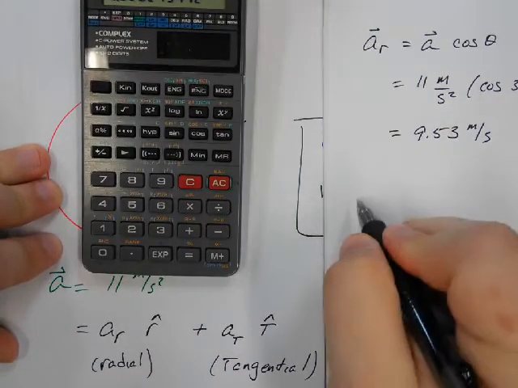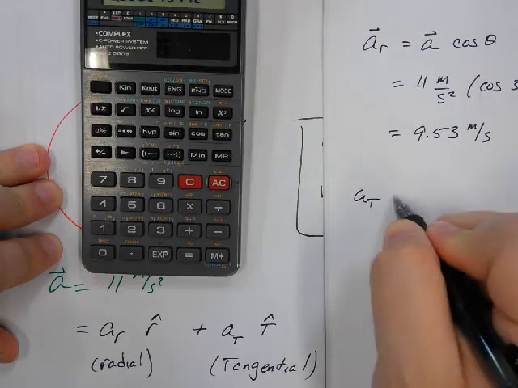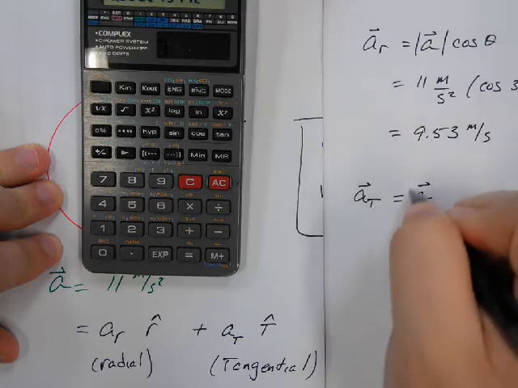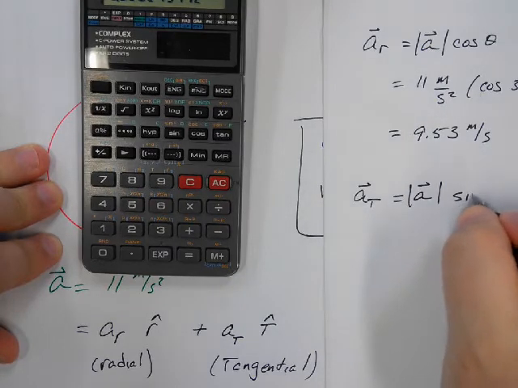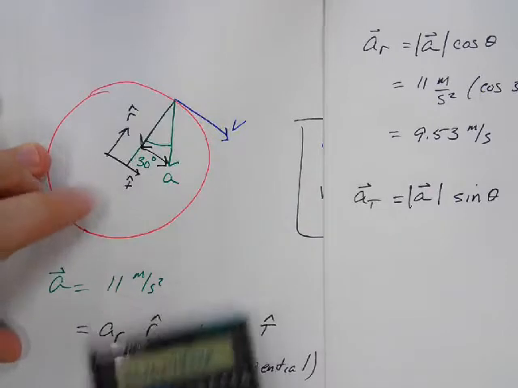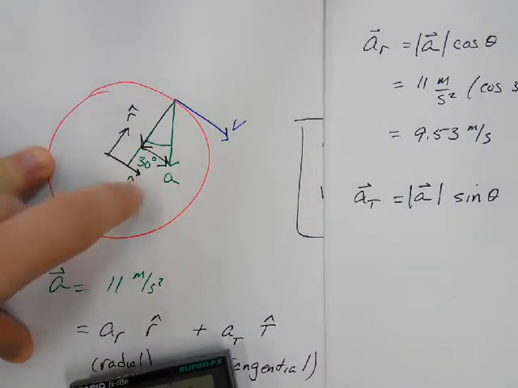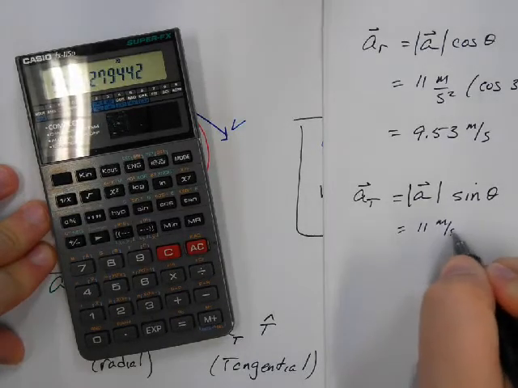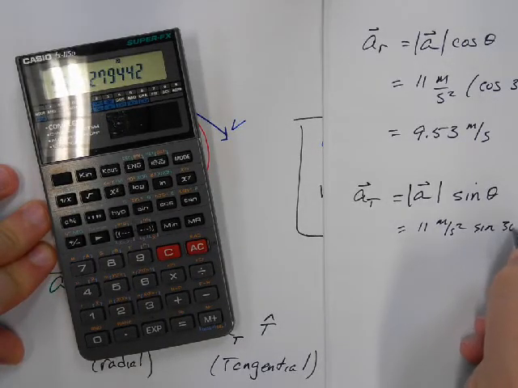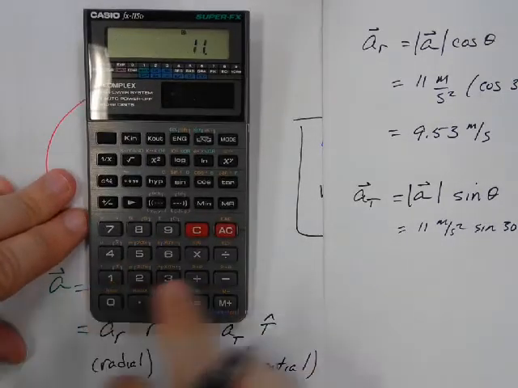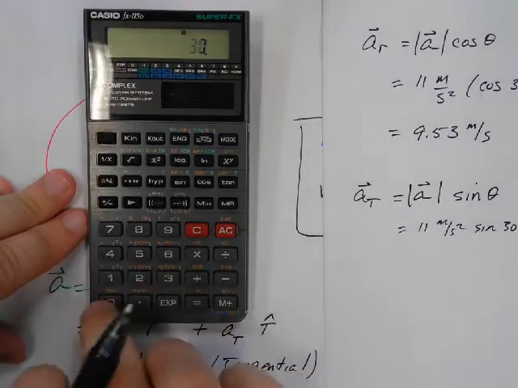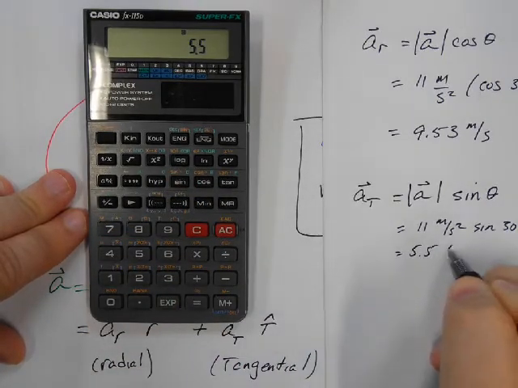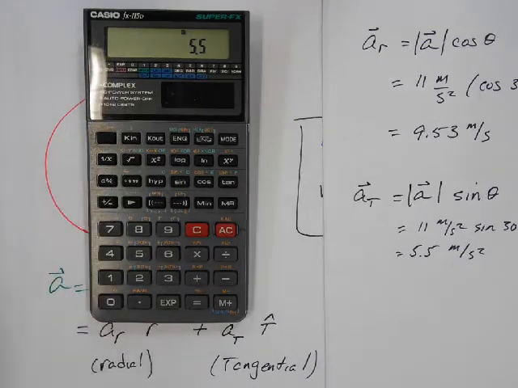Now we can do the other thing. We can get the tangential component. That's just the acceleration, the length of it, times, in this case, sine theta, because it is opposite to this angle that we've drawn in. And so this will be 11 meters per second squared, sine of 30 degrees. Sine of 30 is a half, so I know this is 5.5. I'll put it in the calculator. There we go.